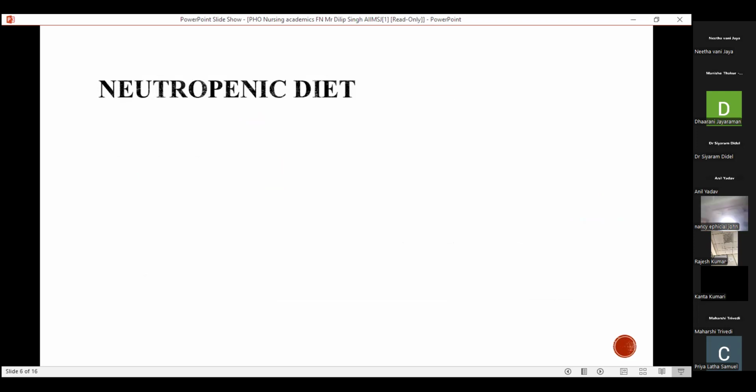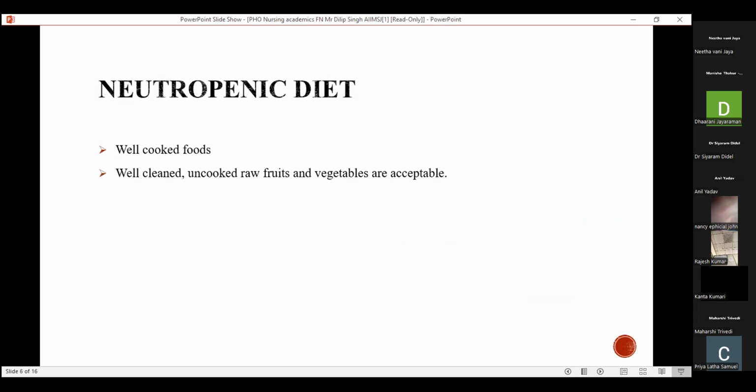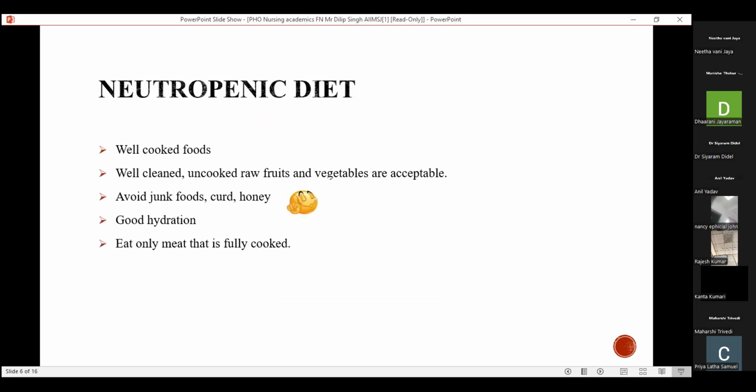Next, neutropenic diet. Well-cooked food; well-cleaned uncooked raw fruit and vegetables are acceptable. Avoid junk foods, curd, honey. Good hydration. Eat only meat that is fully cooked. Avoid drinking unpasteurized milk.